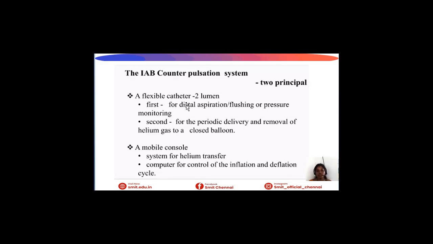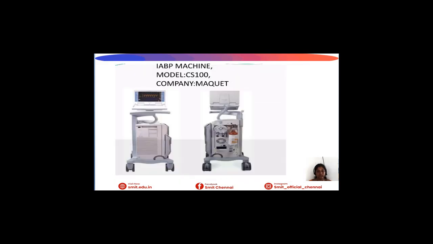First one is flushing or pressure monitoring, and second one is delivery of helium gas. There will be a flexible catheter and a mobile console. The mobile console is for providing helium gas and a computer for monitoring the inflation and deflation cycle. This is the IABP console, which is mobile, used to control the inflation and deflation of the balloon during the invasive technique.